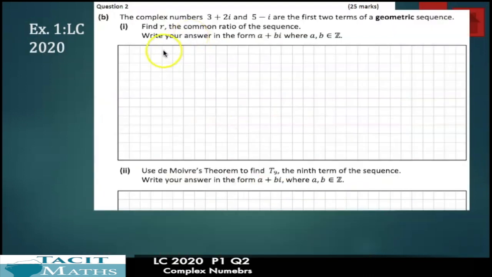Now, part B is quite interesting. So we had simultaneous equations in the first part, and now here we have a geometric sequence. So that's one thing they do with complex numbers quite often, is they mix it up with different topics, like sequences and series in this case.